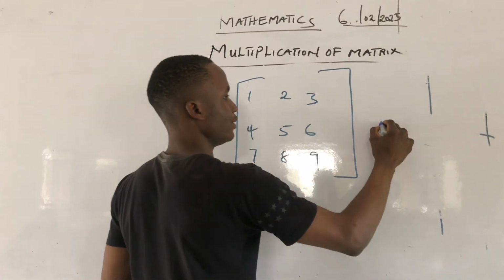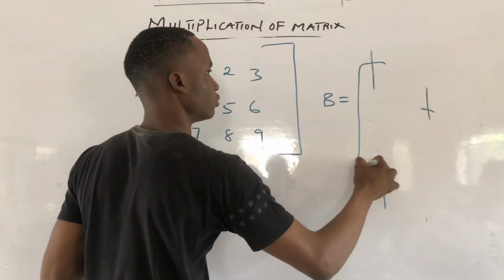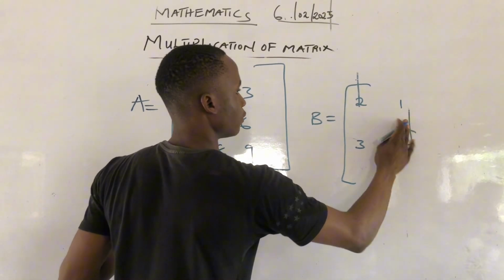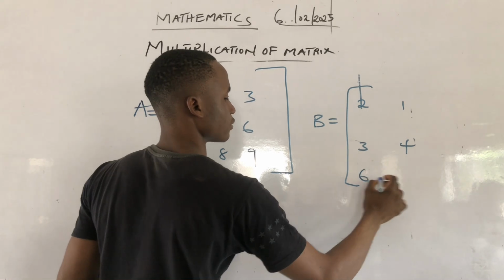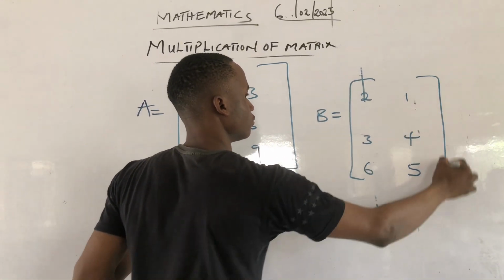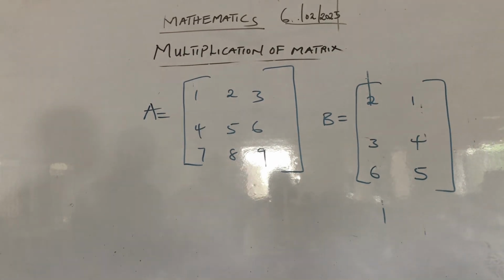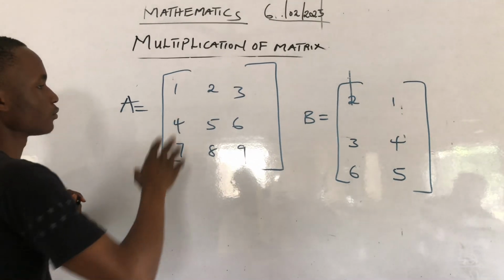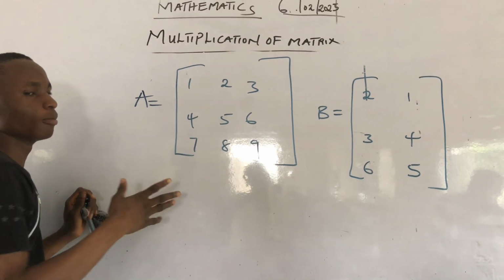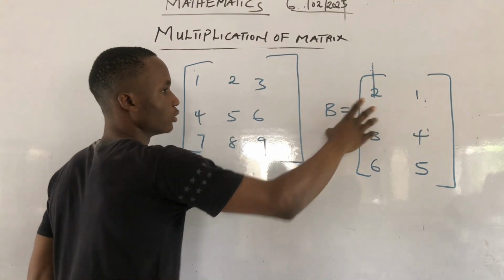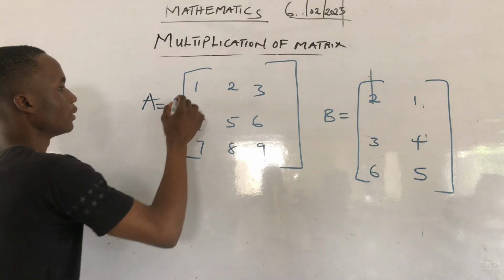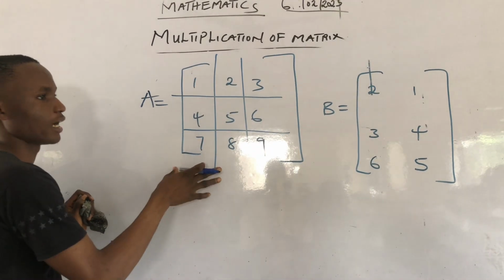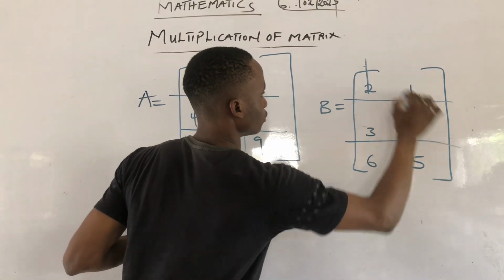And then we have B equal to 2, 1, 3, 4, 6, and 5. Okay, so let's go. So remember that the law or the principle we are following says that the column of the first one must be equivalent to the row of the second one. So what do we mean here? Let's find out how many columns and rows this matrix has, and the same thing applicable to this one.